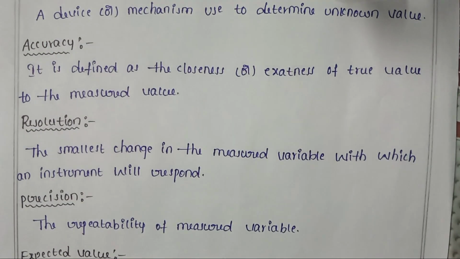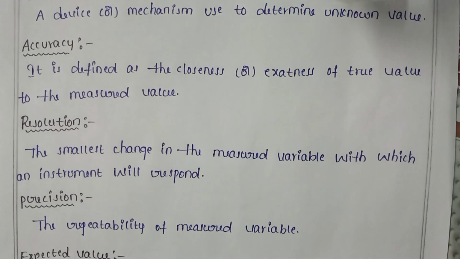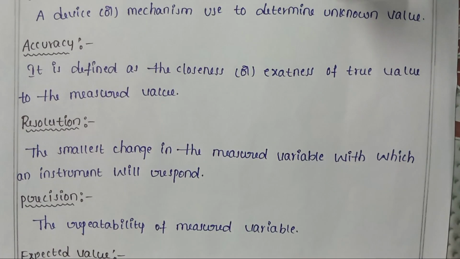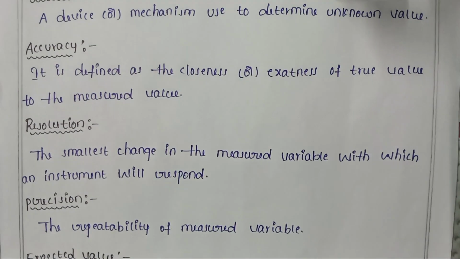Next one is precision. Precision is nothing but the repeatability of the measured value. That means during the experiment we get the same values. In attempt 1 we have some value, in attempt 2 some value, in attempt 3 some value. For all the attempts we have to obtain the same value. That is called precision.